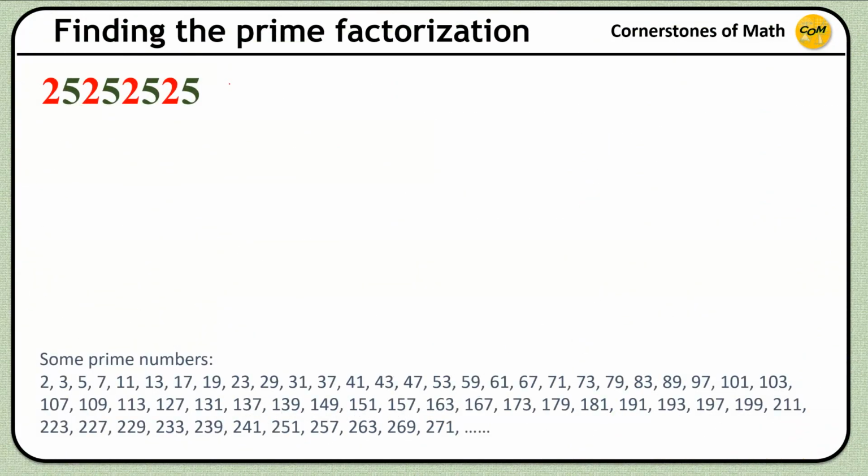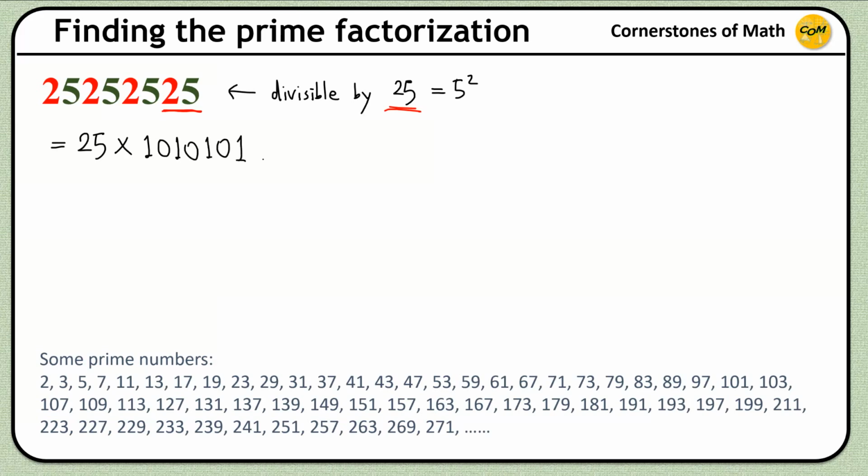The first thing we can do is to apply some familiar divisibility rules. Notice that this number ends with 25. This means this number is divisible by 25, which is 5 squared. And you can actually do this division in your head. It gives 25 times 1010101, hence 5 squared times 1010101.